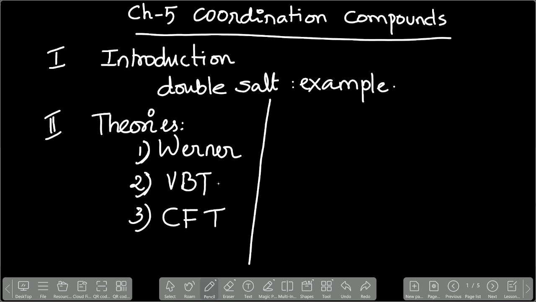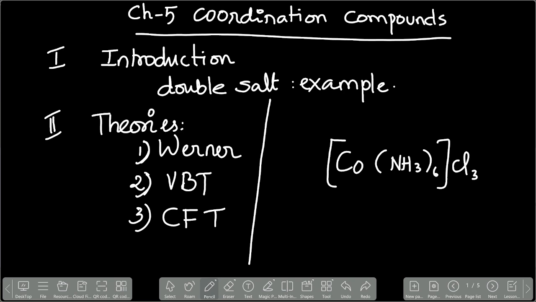So, Werner theory, what is the example we have taken? Co(NH3)6 Cl3. So, by using this example, you must explain primary valency and secondary valency. Write the postulates of Werner's theory. It's a straight question. Differentiate primary valency and secondary valency. So, in which points do primary valency and secondary valency differ?